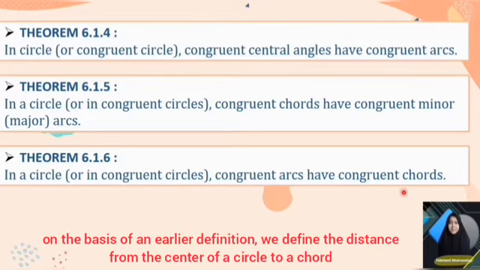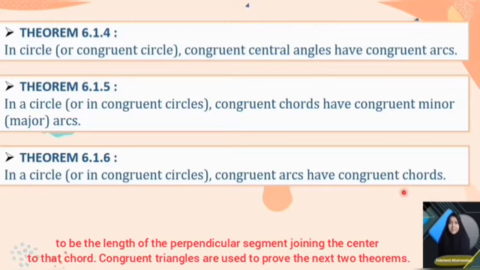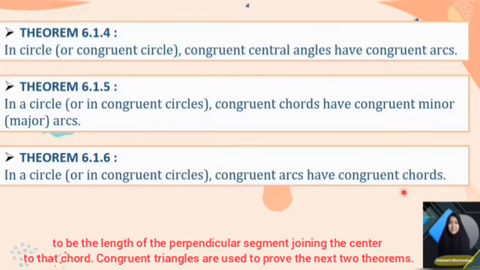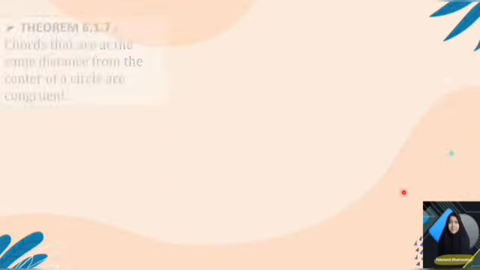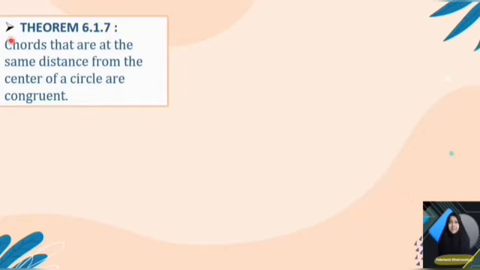On the basis of an earlier definition, we define the distance from the center of a circle to a chord to be the length of the perpendicular segment joining the center to the chord. Congruent triangles are used to prove the next 2 theorems. Theorem 6.1.7. Chords that are at the same distance from the center of a circle are congruent.